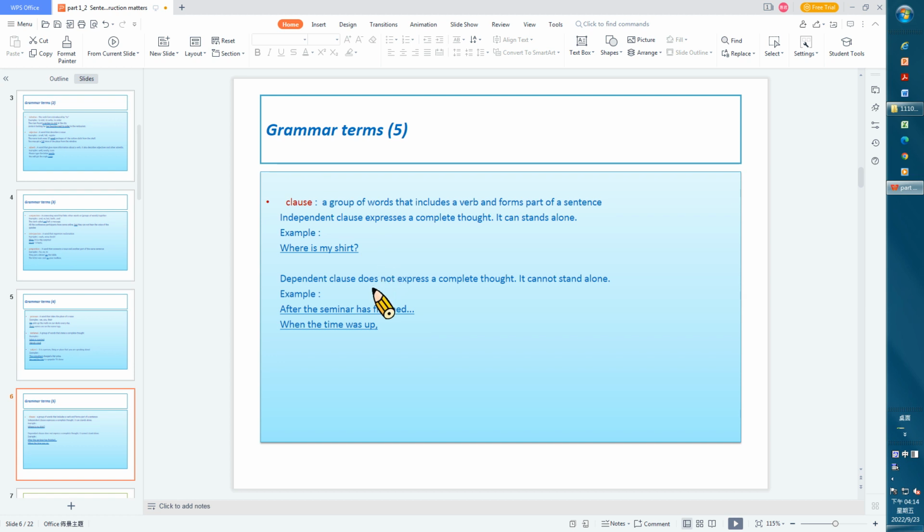The dependent clause does not express a complete thought. It cannot stand alone. For example, after the seminar has finished, when the time was up.